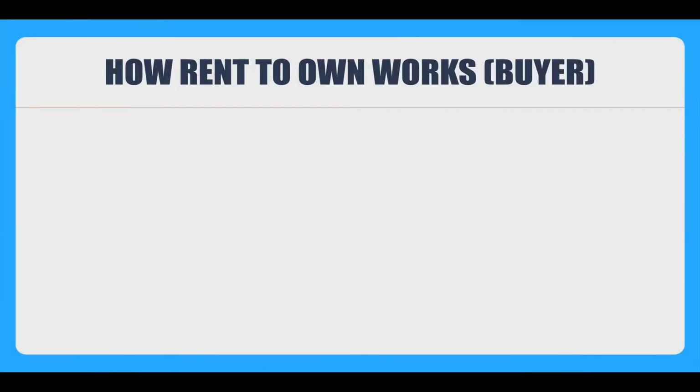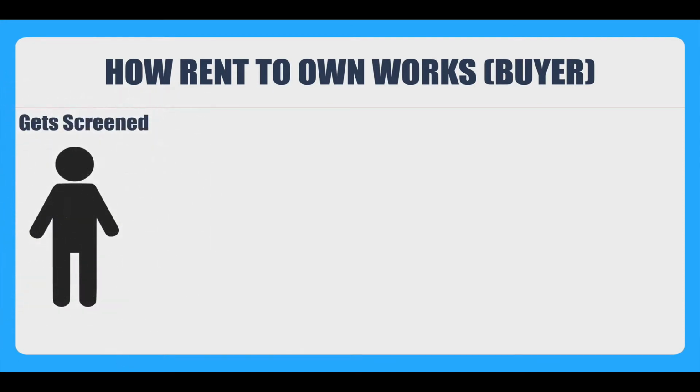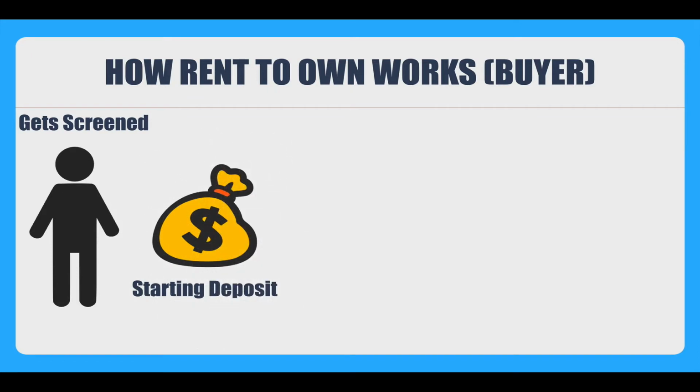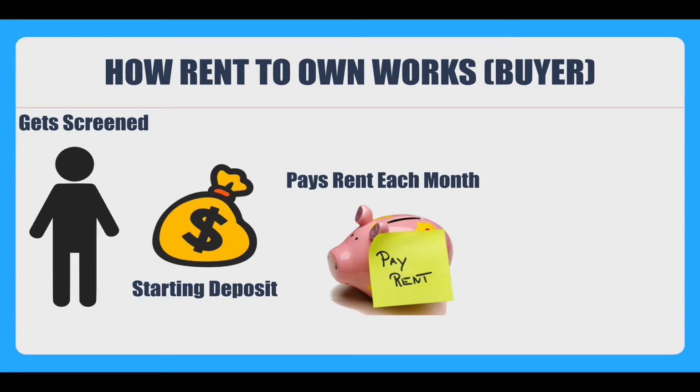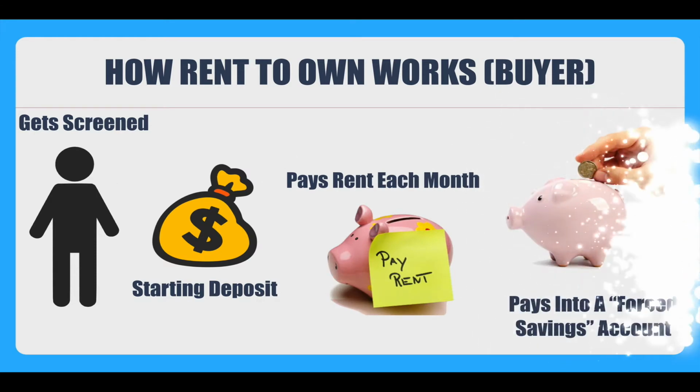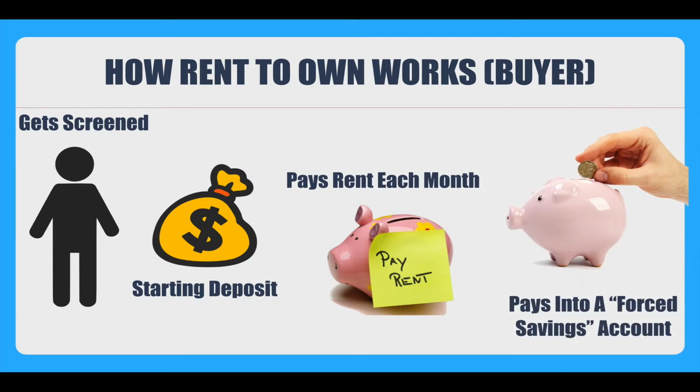This is how rent-to-own works for our buyer. Our buyer goes through a screening process. Once approved, they have a starting deposit that they're going to use to secure their home. They're going to pay rent each and every single month, as well as pay into what we call a forced savings account. That gets added to their starting deposit.